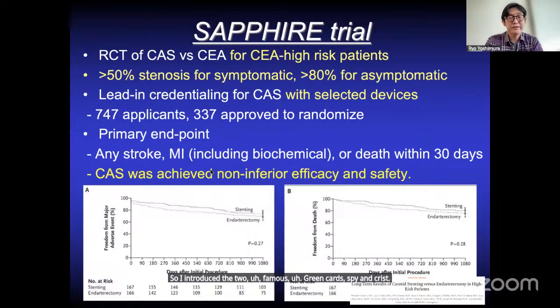The SAPPHIRE trial is a randomized controlled trial of CAS versus CEA for CEA high-risk patients. The indication is over 50% stenosis for symptomatic or over 80% for asymptomatic lesions. It has been done with selected devices and selected operators. The result is CAS has achieved non-inferior efficacy and safety compared with CEA.